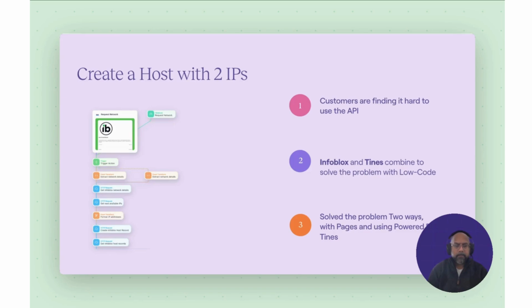And there are two ways to solve this problem. One is by making it a Tines page, where you load up a web form and it goes through the whole process of requesting a network and creating the host with the multiple IPs. And the second is powered by Tines, where I created an API endpoint that you can access via a curl command, Python, Terraform, or any other application you want to use, and it will give you the same result.